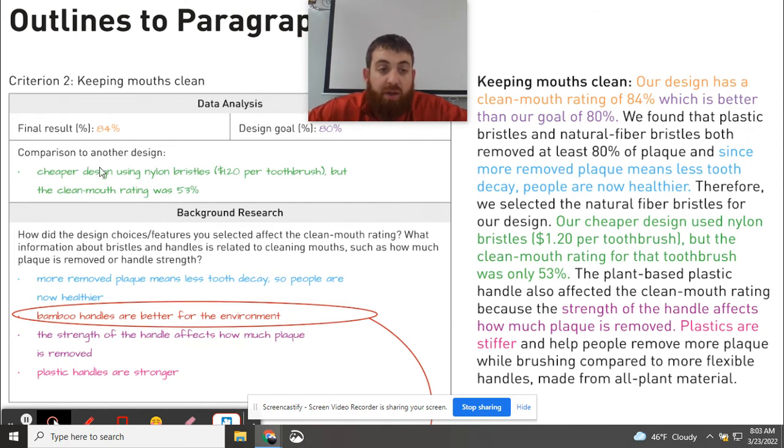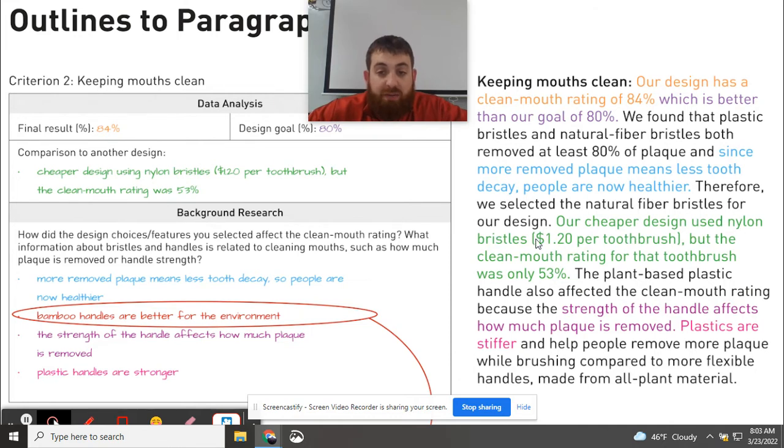So notice they're connecting this idea of the type of bristles they're using to what happens when they have good bristles. When they're able to remove more plaque, that means people are now healthier. So again, higher percentages, healthier people. They're connecting it to that background research. Therefore, we selected the natural fiber bristles for their design.